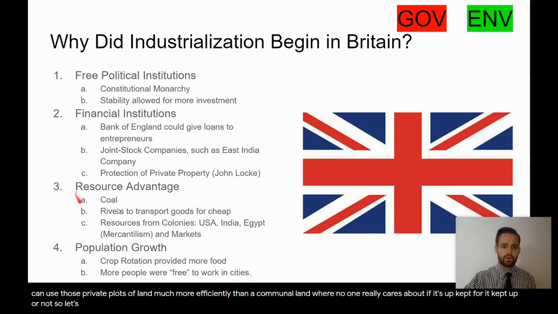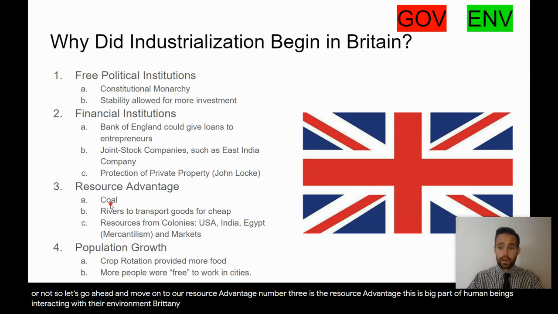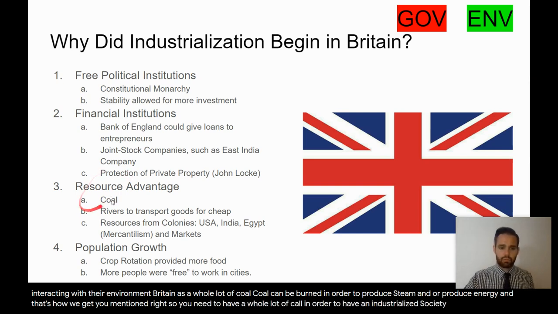So let's go ahead and move on to our resource advantage. Number three is the resource advantage. This is a big part of human beings interacting with their environment. Britain has a whole lot of coal. Coal can be burned in order to produce steam and or produce energy. And that's how we get the steam engine. The coal burns and the steam engine runs. So you need to have a whole lot of coal in order to have an industrialized society. And that's what Britain had.